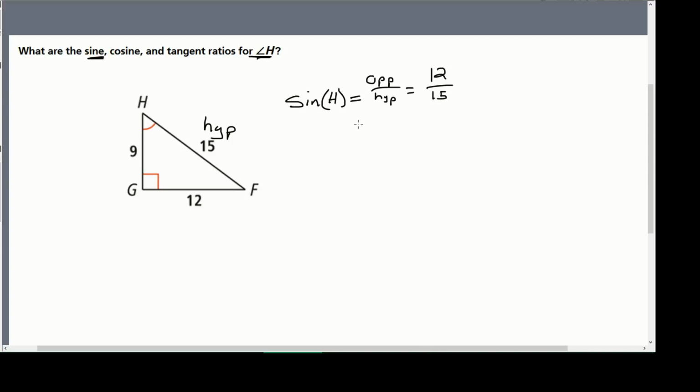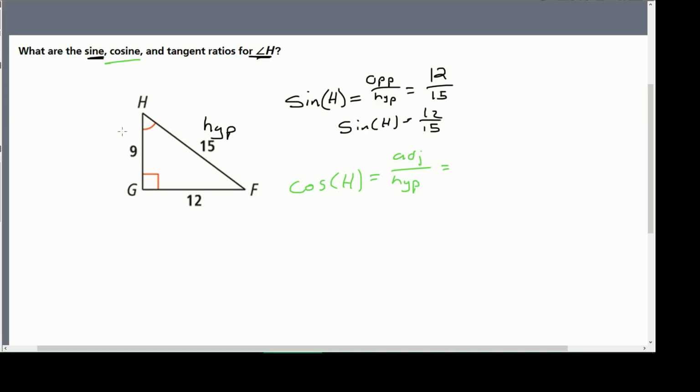So sine of H is equal to 12 over 15. Cosine of H is going to be the adjacent over the hypotenuse. Now, if you're in class today, you can look at the board on the left. You're going to want to definitely include all of that information in your notes.